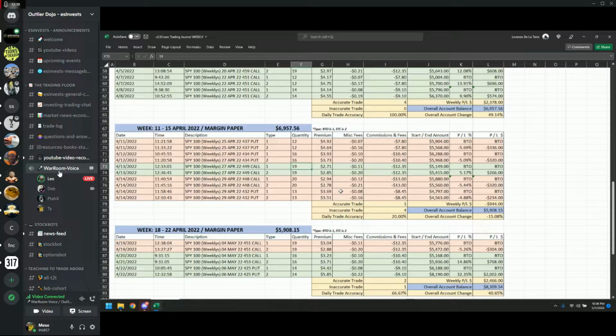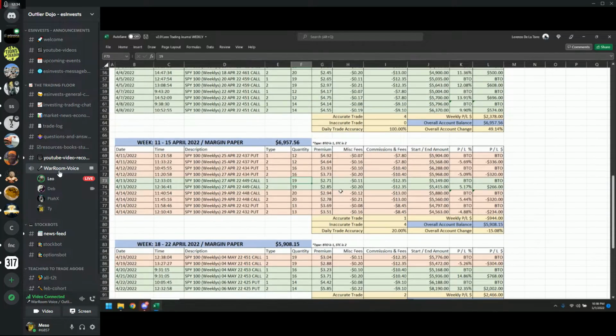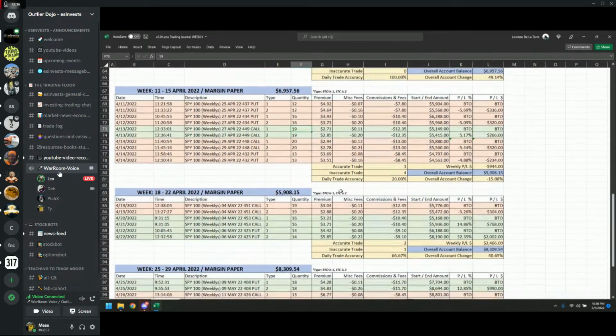Looking back, as I was filling out the data, because all this stuff is new, I hadn't filled this out. I hadn't actually been keeping up with my journal.